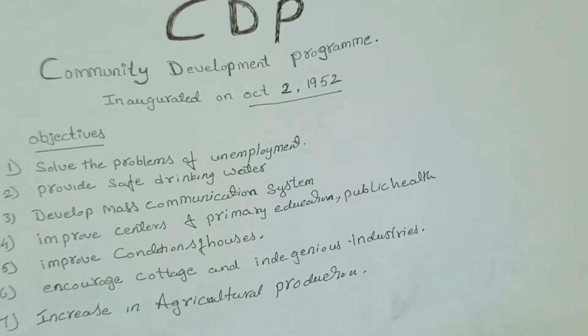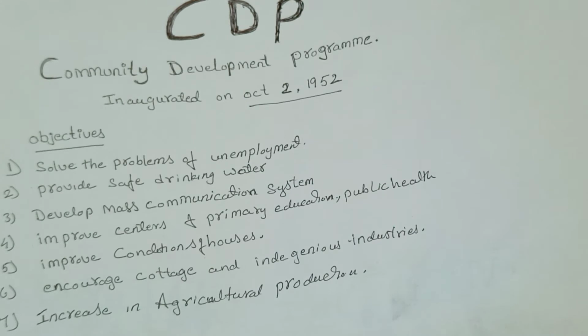Next, to provide centers of primary education. In villages, there are no schools we can find. So the aim is to improve the centers of primary education and public health, spread social awareness, and also provide recreation in the villages. The next is to improve the condition of houses.